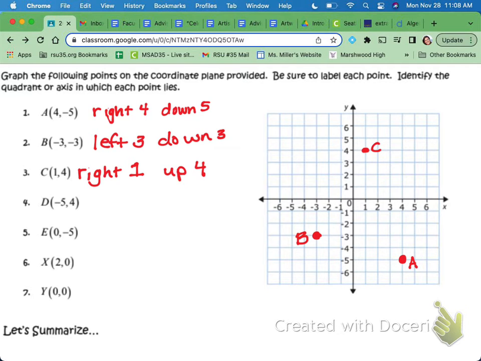Number 4, D is (-5, 4). So am I going to go right or left? Left 5. +4 means we're going to go up 4. So left 5, up 4, put a point for D.